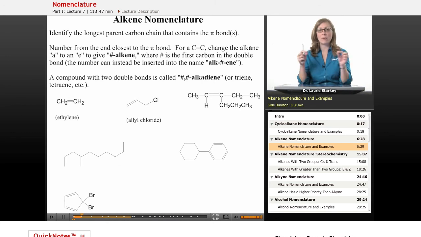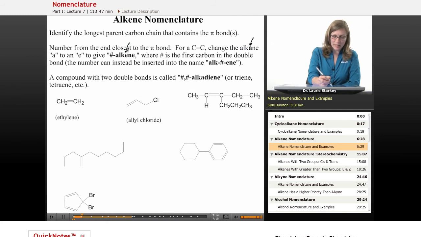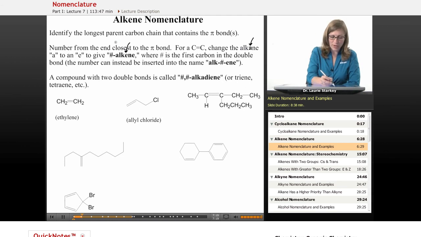And then we're going to number from the end that's closer to the carbon-carbon double bond so that the double bond will get the lowest number possible. Okay? After doing that, we're going to take the A in the word alkane, methane, ethane, propane, butane, and we're going to change it to an E. And so we're going to call it an alkene instead. And we're going to put a number out front that tells the reader where the double bond starts. What's the first carbon of that carbon-carbon double bond? So we're going to call it a number alkene, or you can insert that number inside the name.